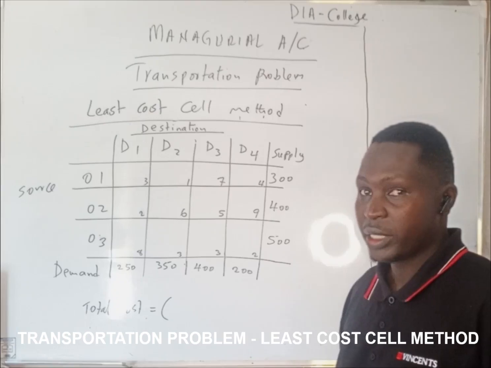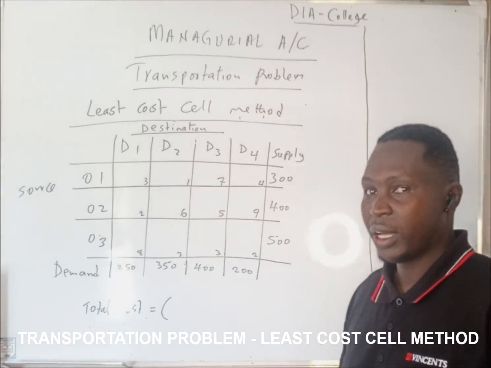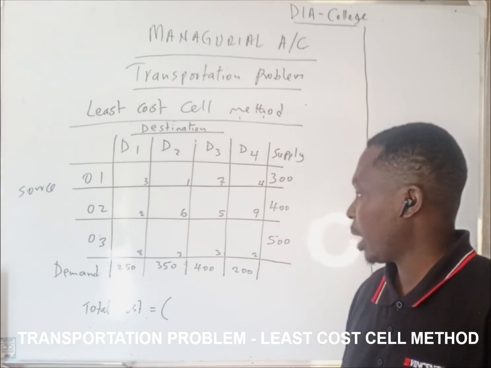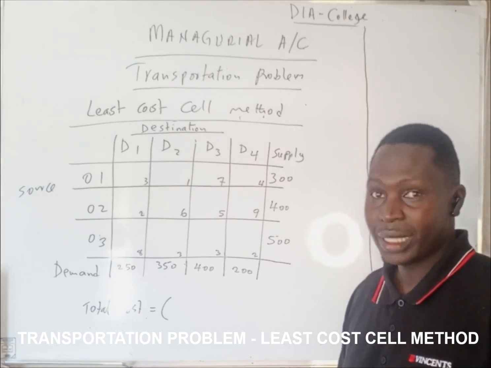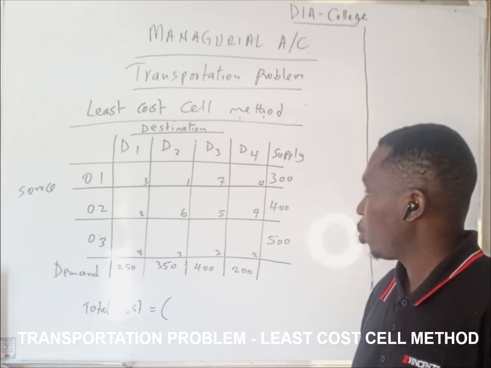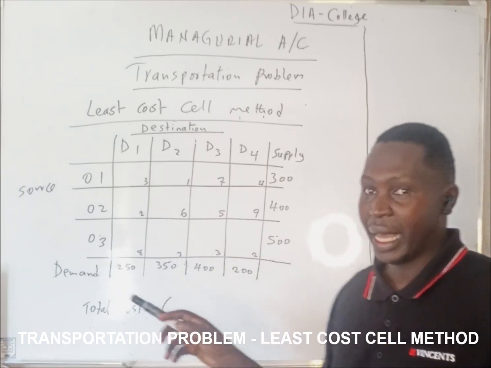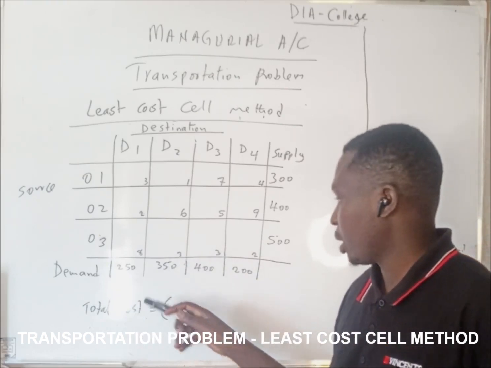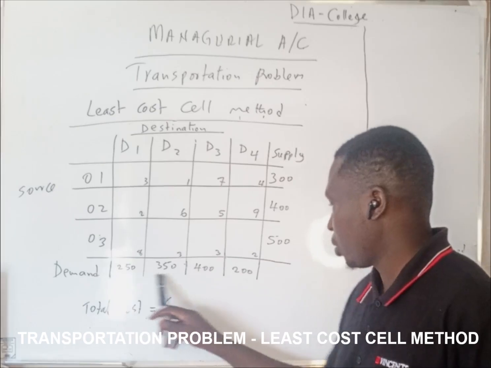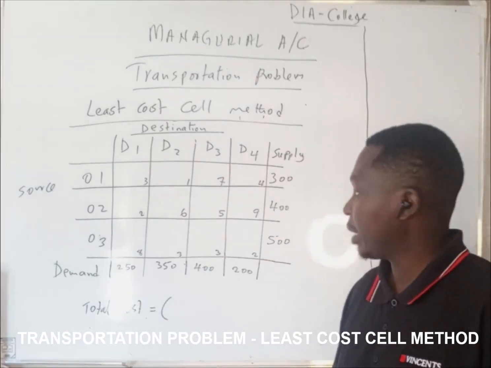Now it may present itself again where you have 2 cells which have the same least cost. So when that happens, you need to select the cell which has the highest demand of the 2. You're going to check the demand destination, then pick that one, followed by the other one.